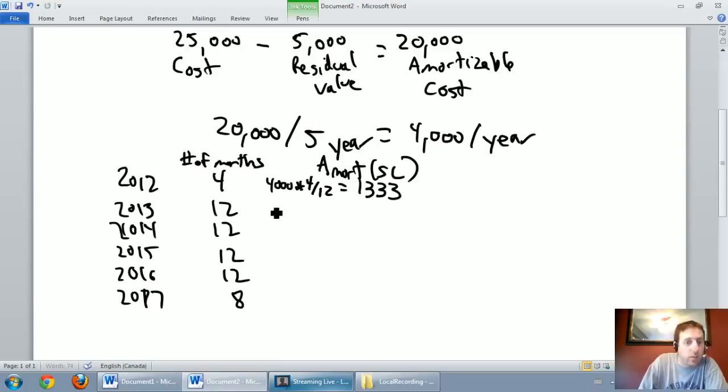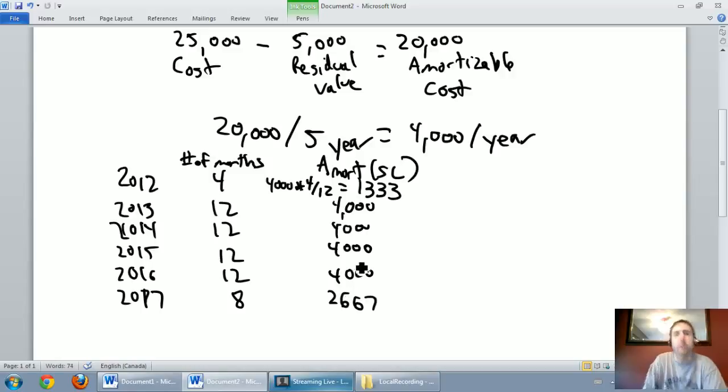For 2013, we're going to take 4,000 times 12/12s, because it's 12 out of 12 months, so it's just 4,000. There's no real need to show a computation there. Same thing for 2014, it'll be 4,000. 2015, it'll be 4,000. 2016 will be 4,000. And 2017, we've got to go 4,000 times 8/12, and what you're going to find there is it's 2667.